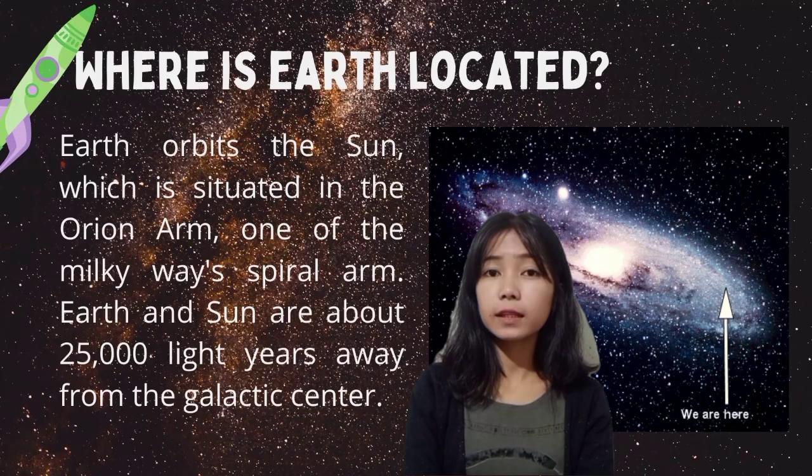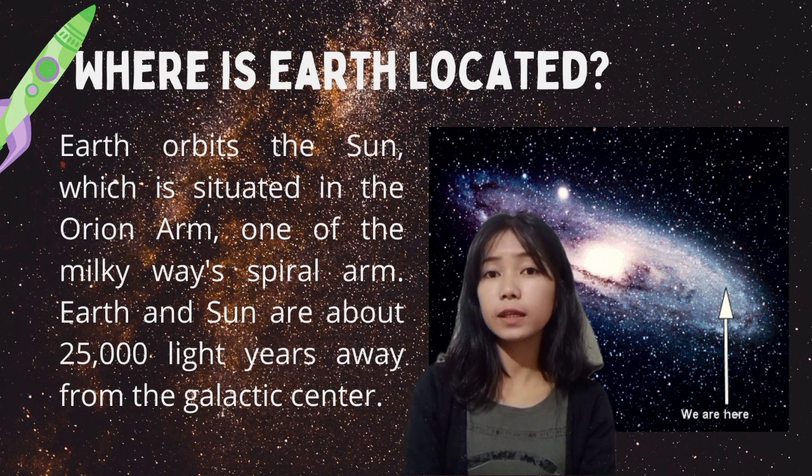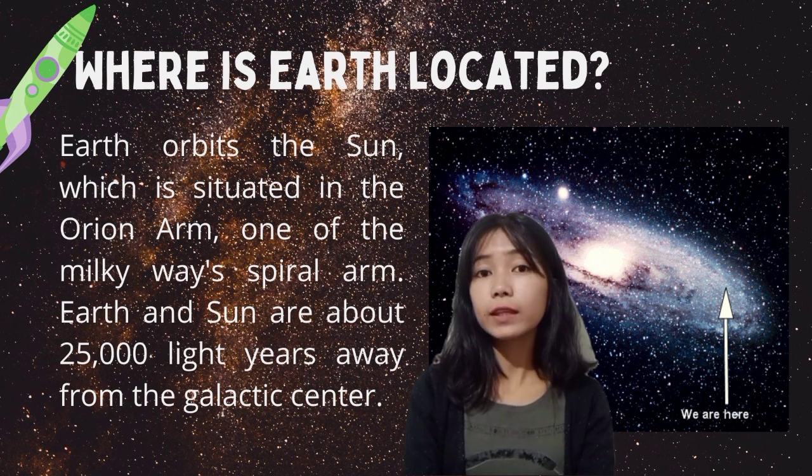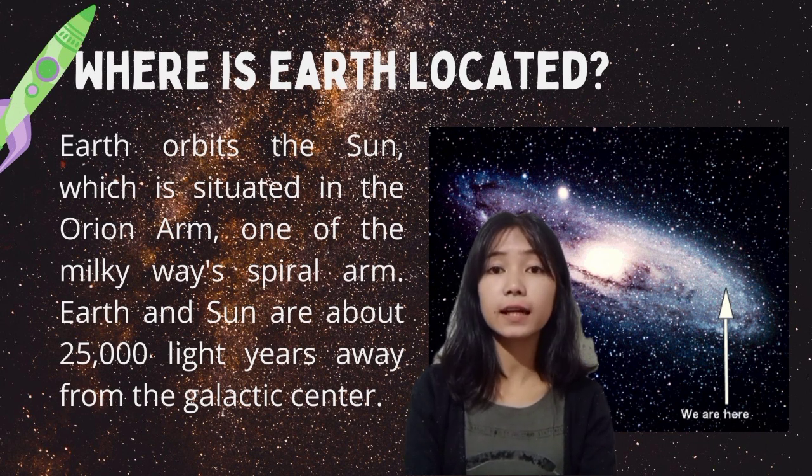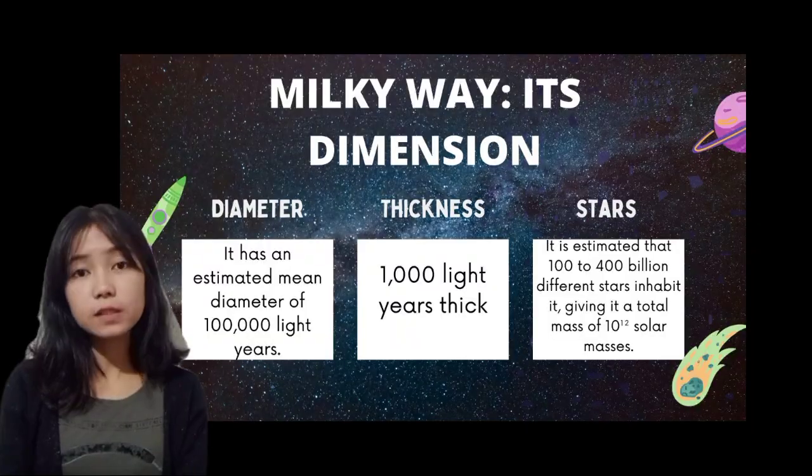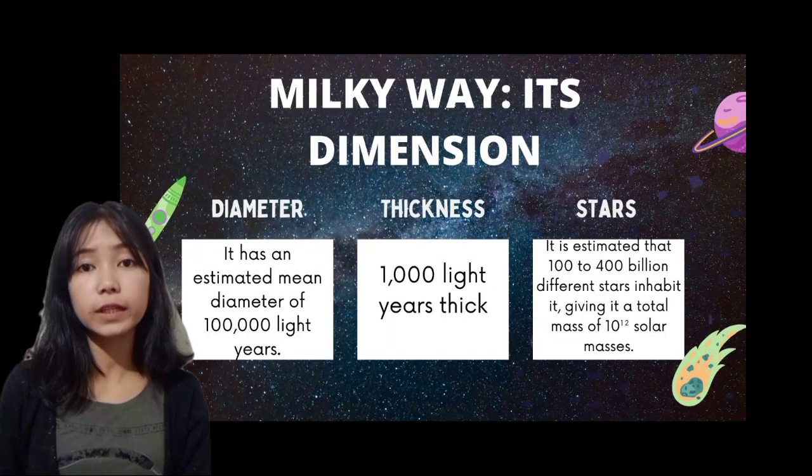Where is Earth located in the Milky Way galaxy? Earth orbits the Sun, which is situated in the Orion Arm, one of its spiral arms. Earth and Sun are about 25,000 light-years away from the galactic center. Now let's talk about the dimension of our very own galaxy.